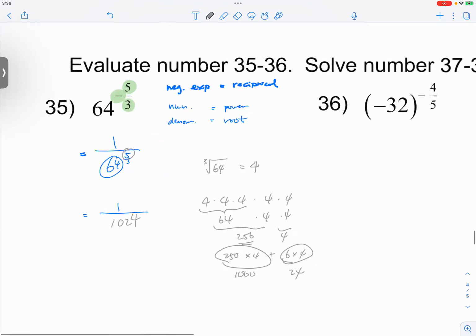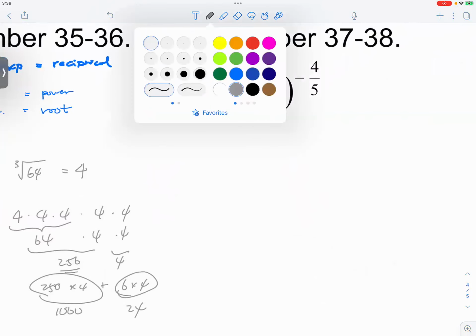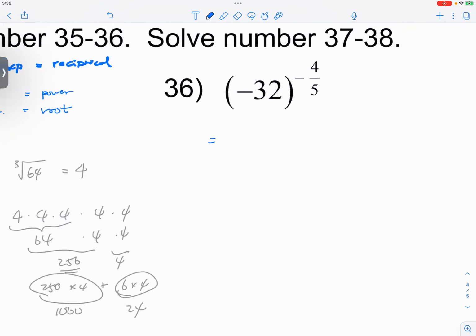Okay, and then for number 36, you have a negative number right here. So cool. Again, we have a negative exponent, which means that we have to do the reciprocal. So let's go ahead and take care of this first. I always like to take care of the negative exponents because it's just a pain. All right, and now, again, we're interpreting the fraction. And we always do the root first.